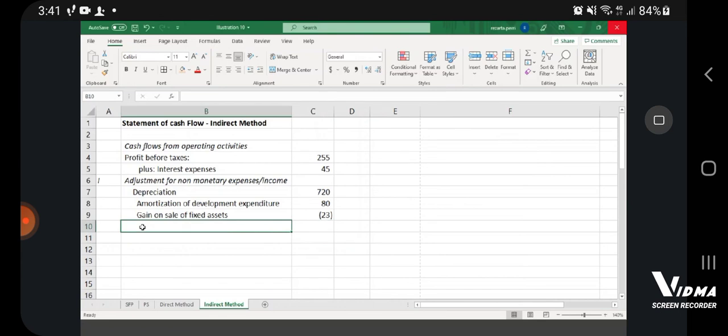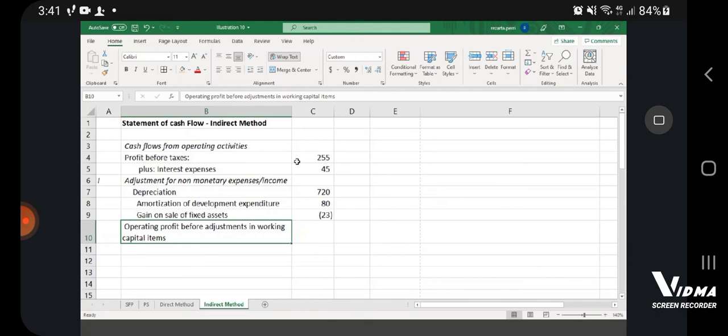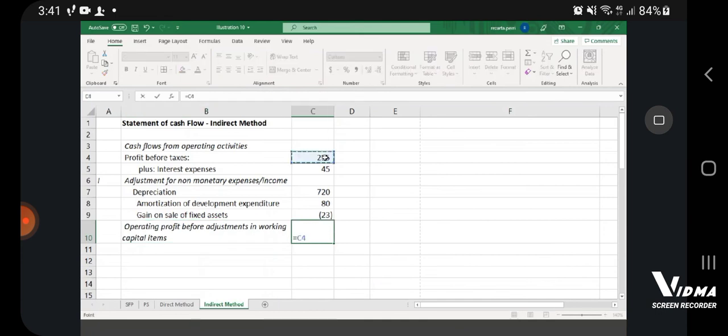Now, after we apply the adjustments for non-monetary items, what we have over here is operating profit, if you can call it like that, before adjustments in working capital items. Even if you don't remember the name that I just wrote, it's okay. I'm not charging you with being guilty that you don't remember this long name, operating profit before adjustments in working capital items. But still, let's calculate what we have here.